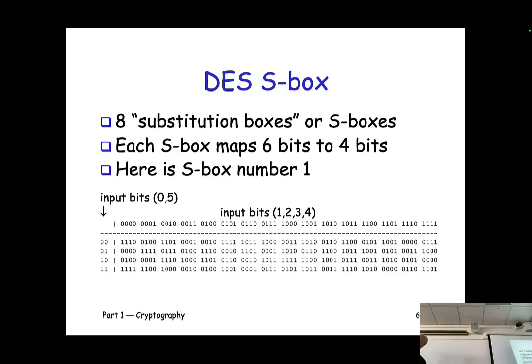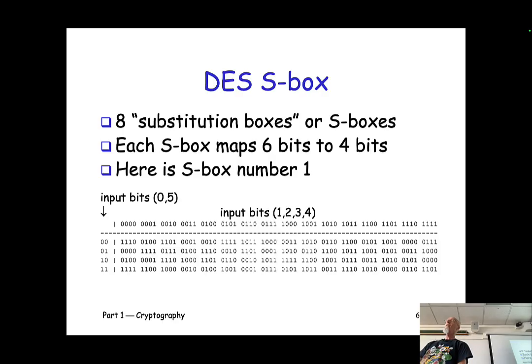When we talk about ciphers, we seem to be constantly talking about XOR, and we also talk about permutations. If you look carefully, each row of this is just a permutation of 0 through 15. Each row is just a permutation of those 16 values, and that's true of all 8 of these S boxes.